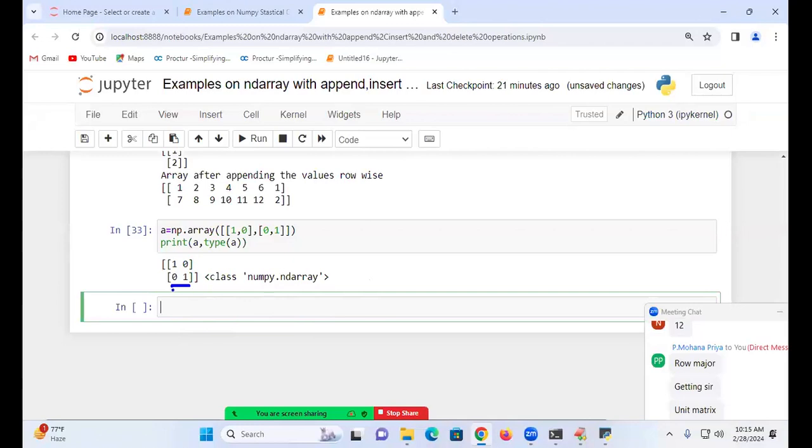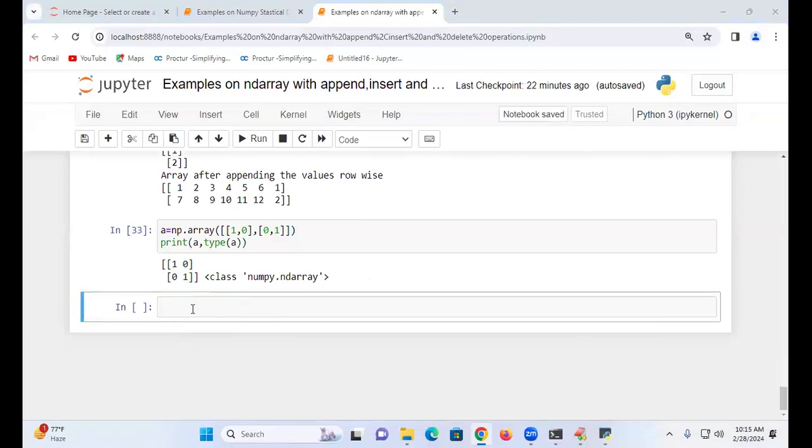Come on, you will take what now? X is equal to... directly, A is equal to np.append of A comma, of, I'm taking it as a row. So what will you do?